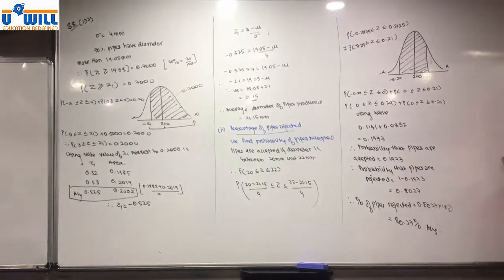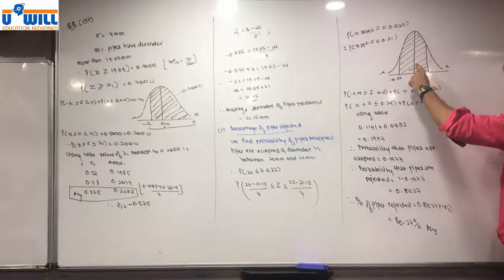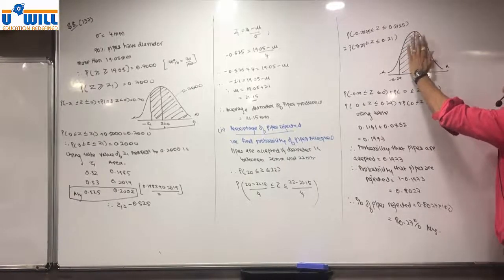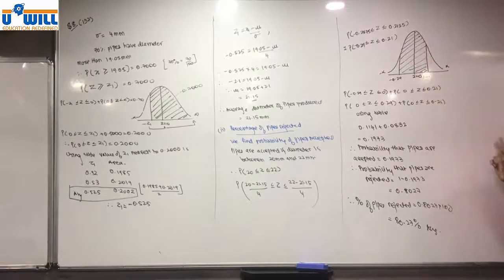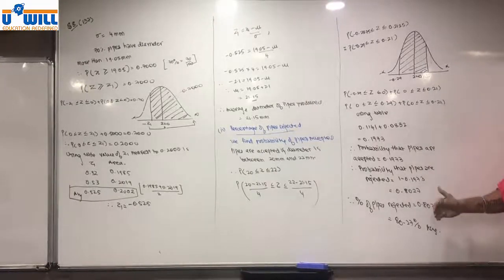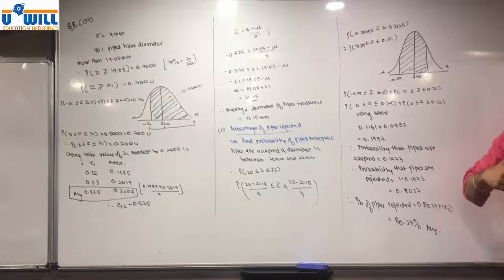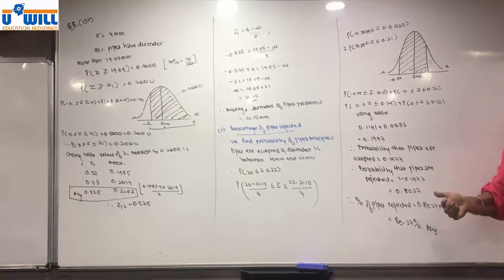But if you go for that method, then the shading will not work like this. This will be normal and this will be shaded. Okay? I feel this is easier, so better you follow this. First find accepted, then subtract from 1. Okay?